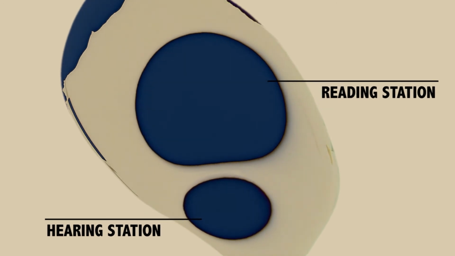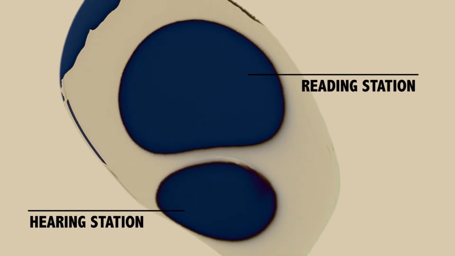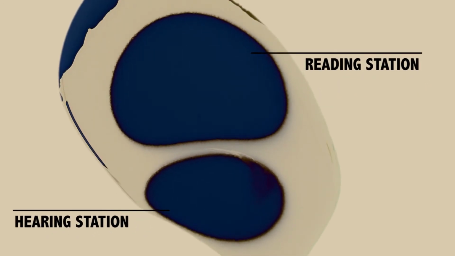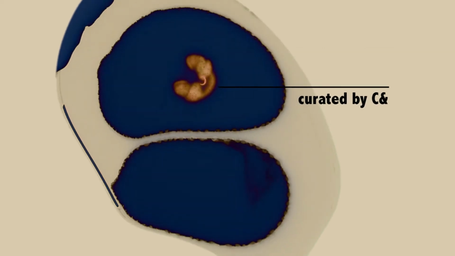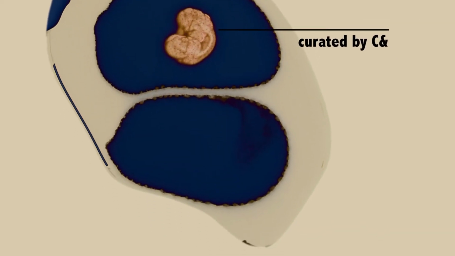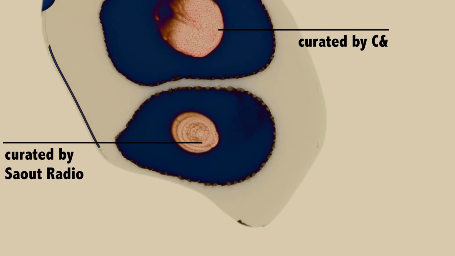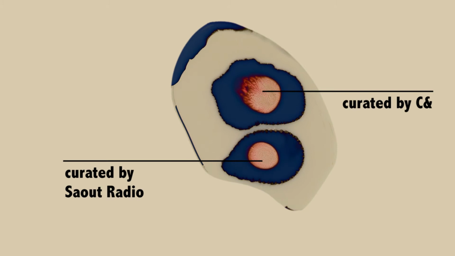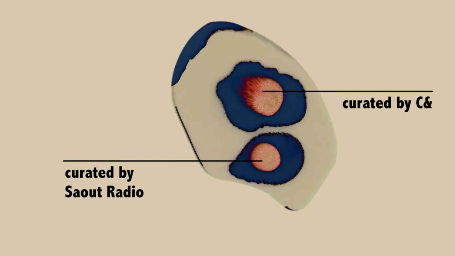The second pillar would be the meeting point. The meeting point consists of a hearing station and a reading station. You will have a selection of publications curated by Contemporary and a selection of podcasts curated by South Radio. Those 2 cooperation partners are giving their answers and perspective to each chapter of the exhibition Untie.